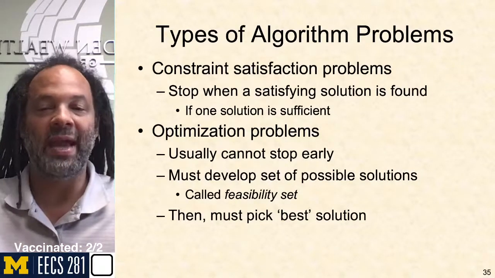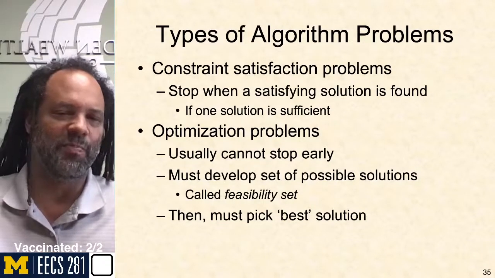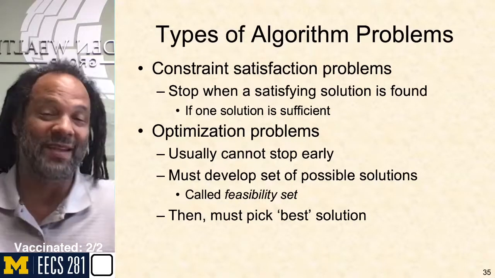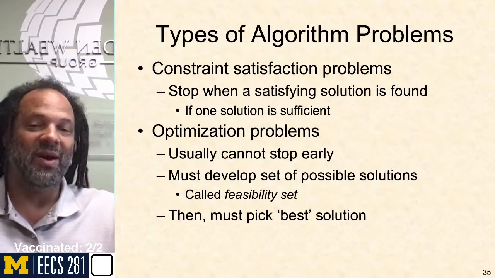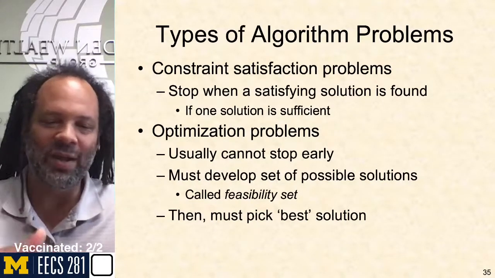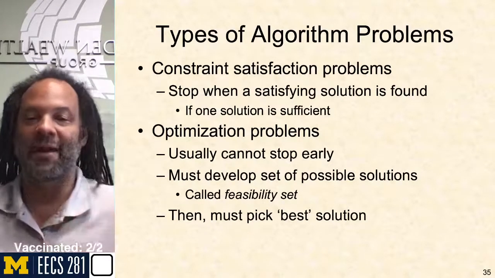Optimization though, we can't usually stop early. Say, well, here's 30 pennies, is that good? Or is there any way I could do better? Well, I could do better if I took 5 of these pennies away and gave you 25 pennies and a nickel. Well, what if I took 5 more pennies away and now I got 20 pennies and 2 nickels? Well, there's another solution. So I can't stop when I find a solution.